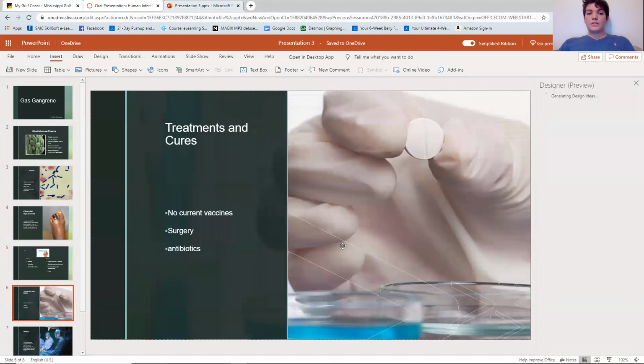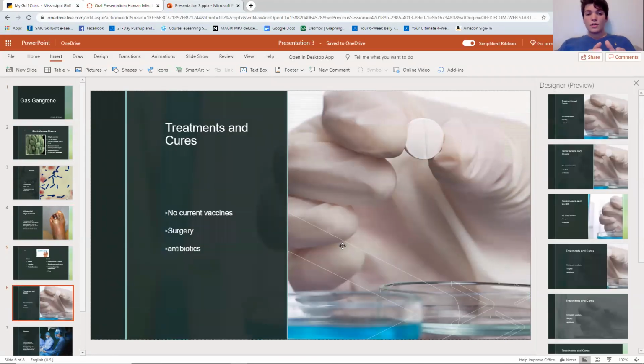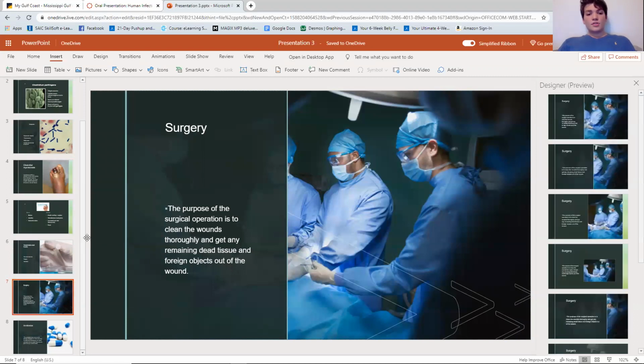Now, let's look at some treatments and cures. Now, there are no current vaccines for C. perfringens in the gas gangrene section. Mostly what's used is surgery and antibiotics. Surgery, its purpose is to clean the wounds thoroughly and get any dead tissue or remaining foreign objects out of the wound. Now, surgery is generally paired with antibiotics, but we'll get to that in a second.